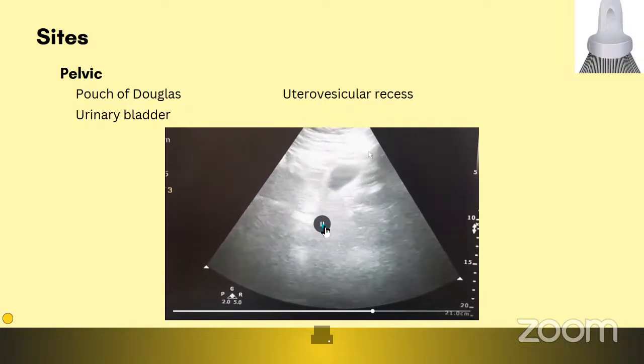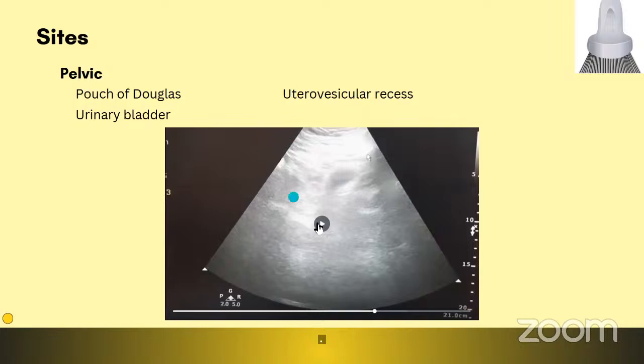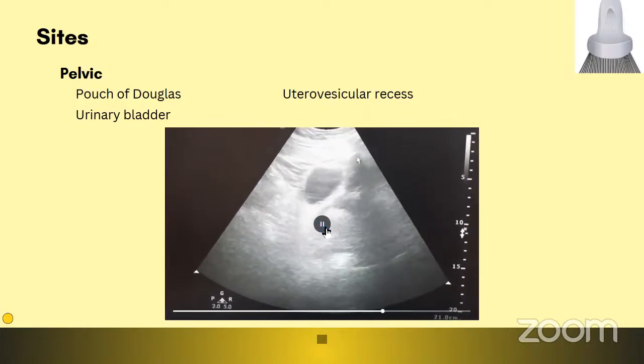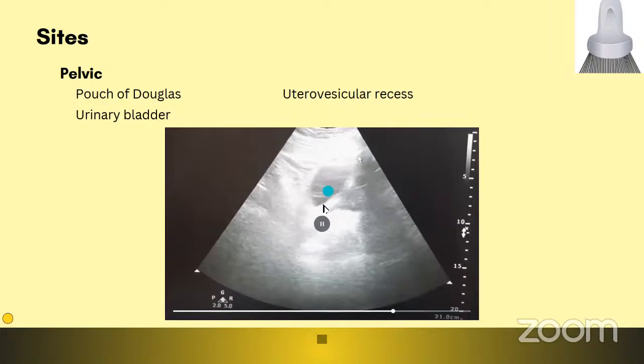Now I am fanning it in the left-right direction. My orientation marker is towards the cephalad. Fine. This is the urinary bladder.